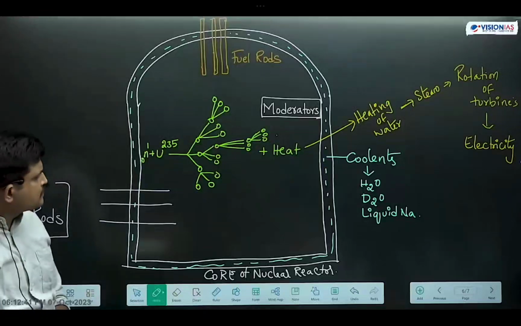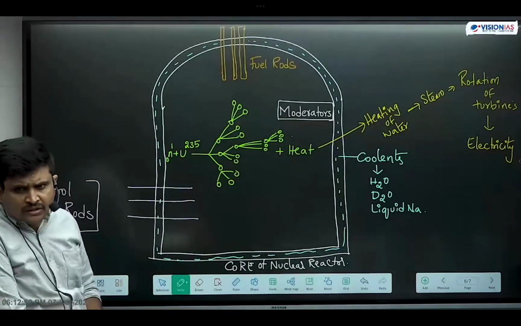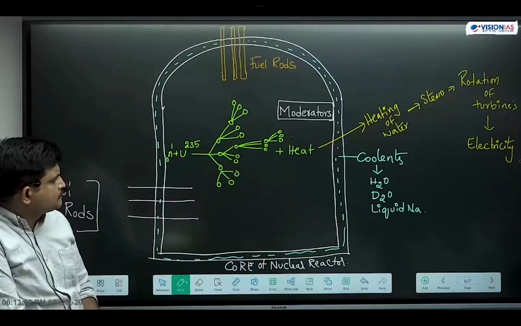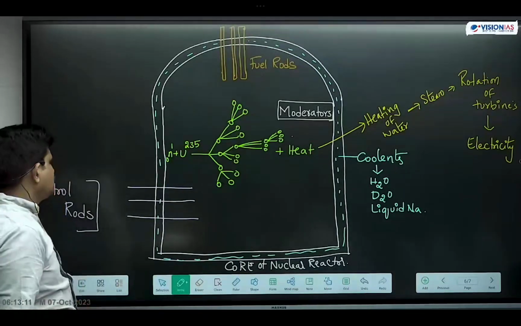Three neutrons plus heat energy will be generated. Heat energy is used for heating of water, converted into steam, and rotation of turbines. Turbines result in production of electricity. That is how electricity is produced. Okay.